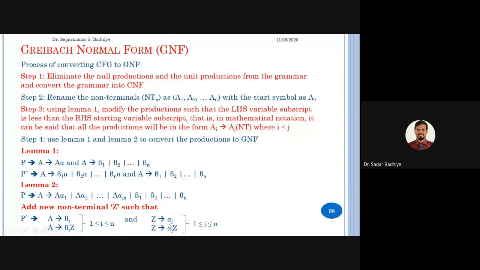So Z will derive to alpha, because suppose this A is replaced by beta 1, so you will get beta alpha 1. But now this can be obtained like this, A will derive to beta i Z, right? Here also you would be getting the same thing, like suppose I am using a derivation like this. Suppose this A derives to A alpha, so it would be deriving to A alpha.